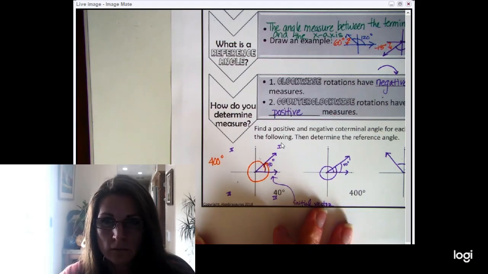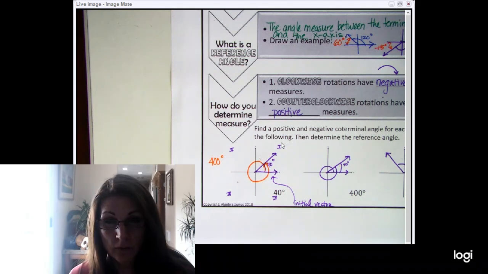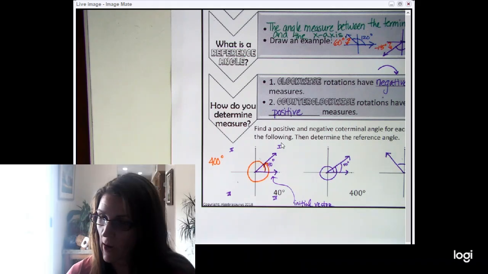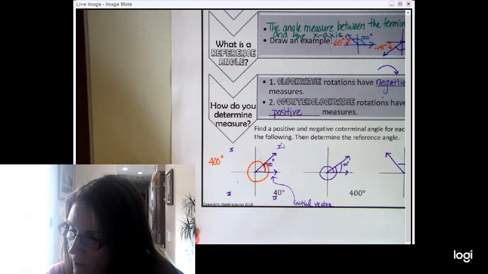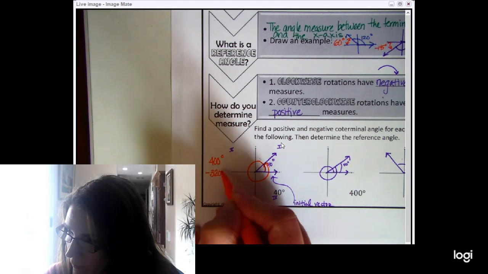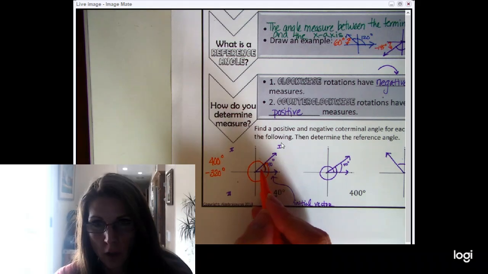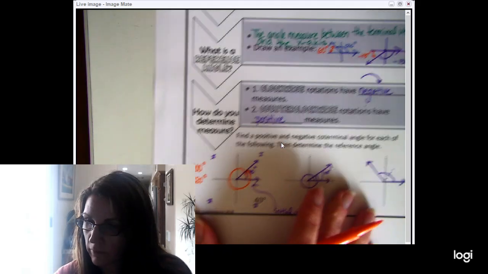And what did I do? All I did was add 360. So if adding 360 gives me a coterminal angle, guess what else does? Subtracting 360. So 40 minus 360 would be a negative 320 degrees. I have angles that end in exactly the same spot, coterminal angles. One is positive, one is negative.